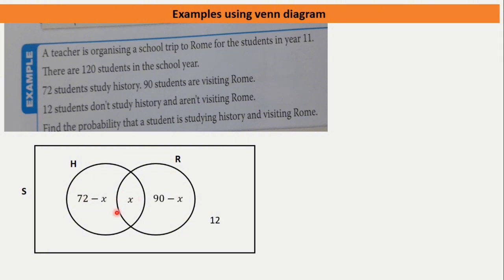If we add them all, the total will be 120. Let's add them all. Positive X cancels with negative X, and this negative X remains. So take this negative X to the right and take the 120 to the left to subtract the two numbers. So the X will be 54. It means the number of students who both study history and are visiting Rome is 54. So the probability will be 54 over 120, which is the total number of the students in the school year.